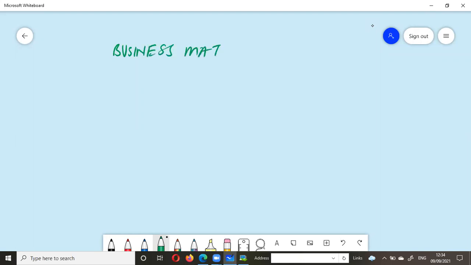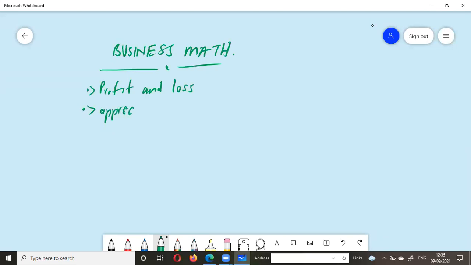Business mathematics. Now we have different categories we deal in. One is profit and loss. I think you know those ones. When I tell you something is either appreciating or depreciating, you also look at appreciation and depreciation. When something is depreciating, it is losing value. When something is appreciating, it is gaining what? Value.